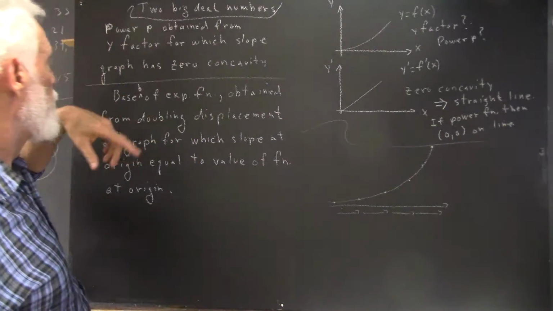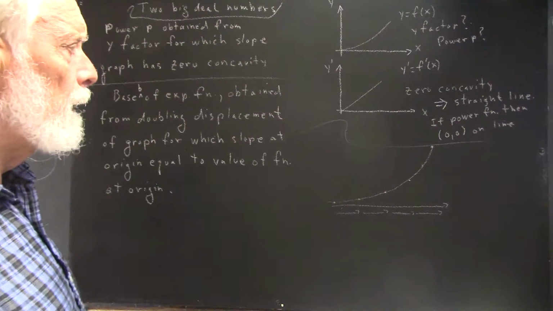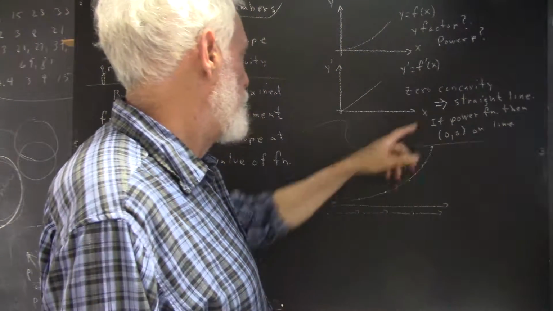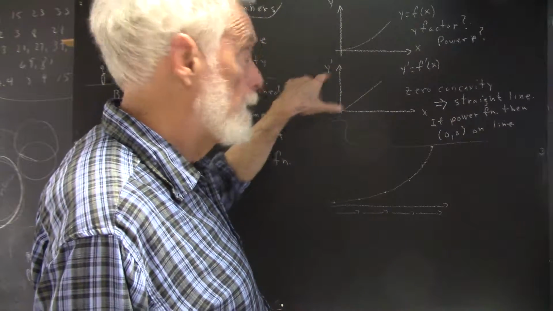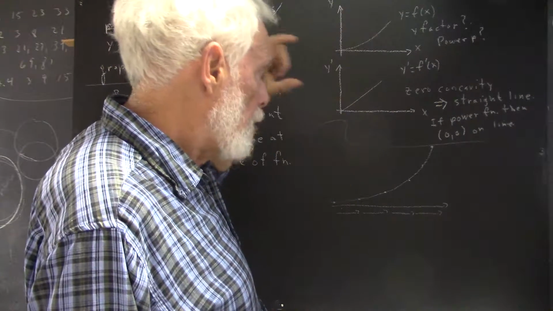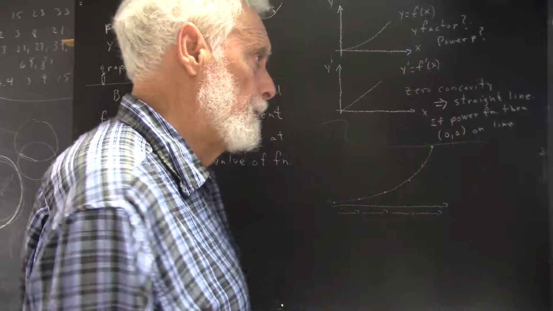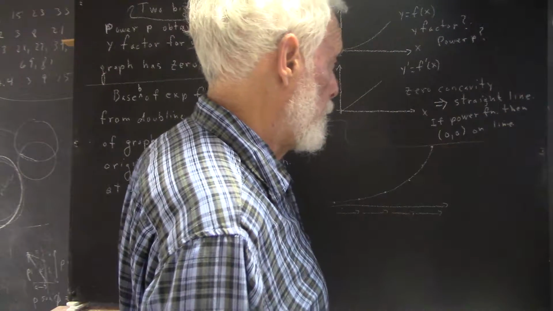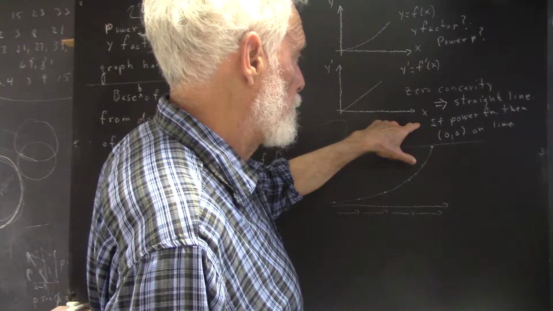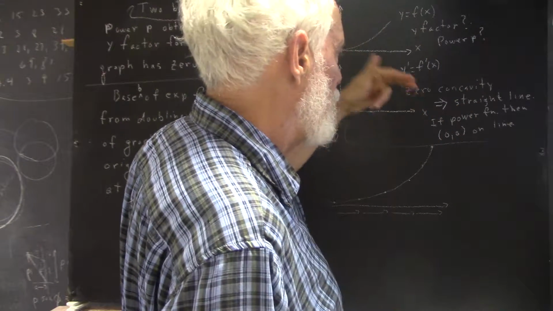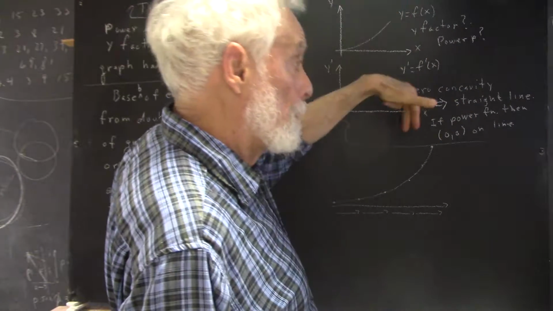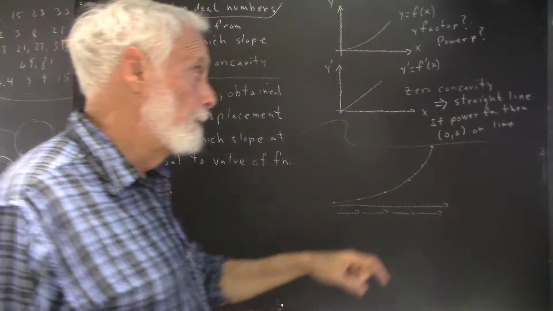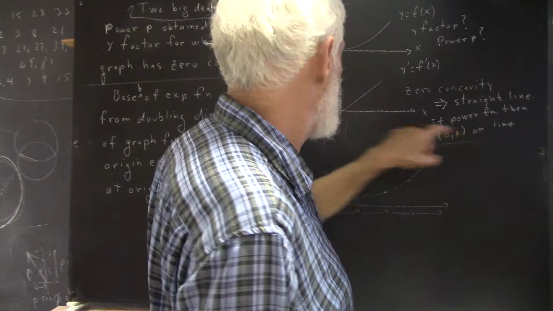Okay, well, if the slope graph has zero concavity, then we have a slope graph. This is our y prime equals f prime of x, our slope graph for some original graph. That slope graph has to have zero concavity. Now, the only way you can have zero concavity is for the whole graph to be a straight line. And if the slope graph represents a power function, which we haven't proven, but which we're going to tentatively assume, then the point 0, 0 has to be on that line.